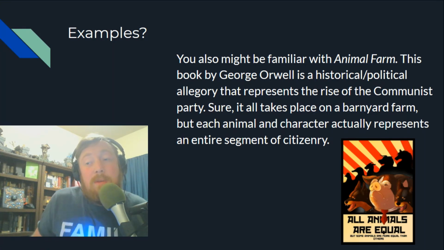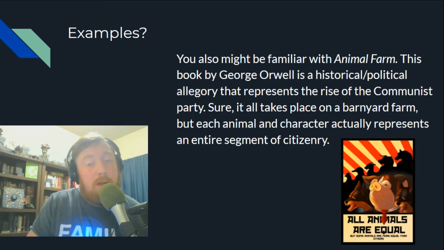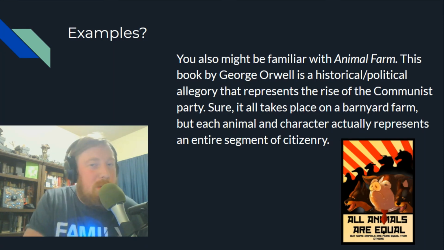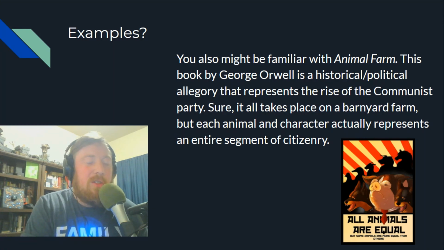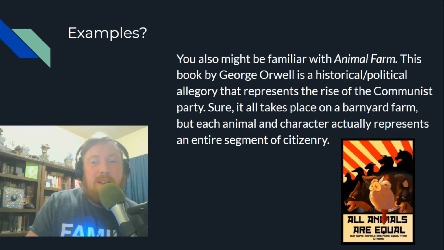And so he represents the intelligentsia within the rise of the Communist Party in Russia, who knew that this was going to be a bad thing, saw the philosophical implications of it, but they just sat on their hands throughout the entire book, or, I'm sorry, in this case, the entire history of the Russian Communist Party, right? So you see how that's an allegory in and of itself.